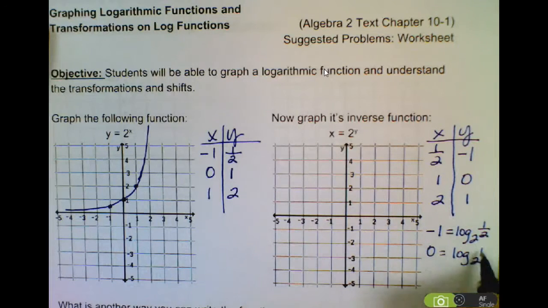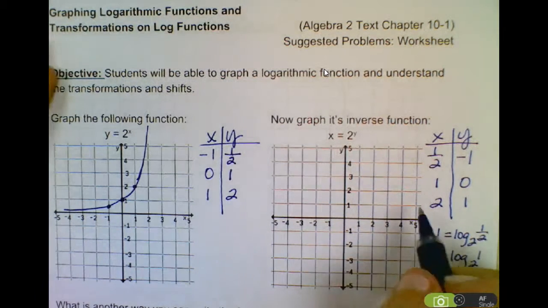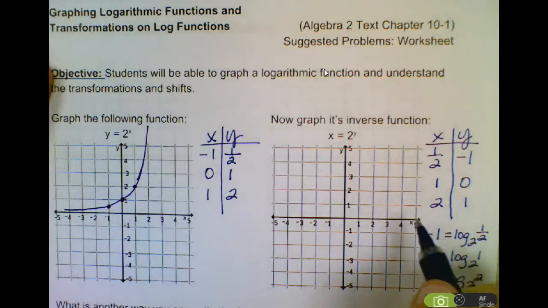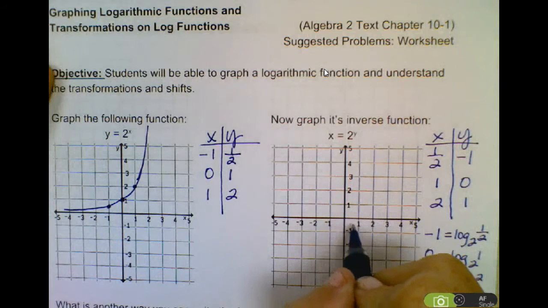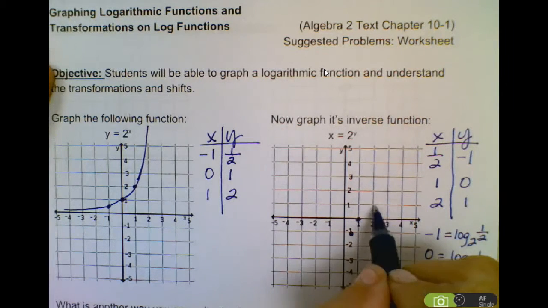Remember that circular pattern we talked about. And then 1 equals log 2 of 2. 2 to the first power gives us 2. So that does make sense. We just switched our x and y coordinates. So in graphing that, we would have 1/2 and -1, 1, 0, and 2, 1.